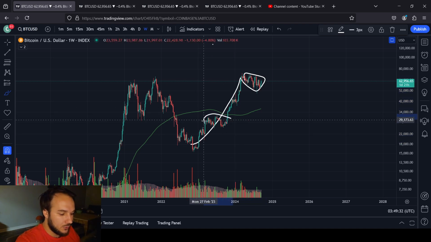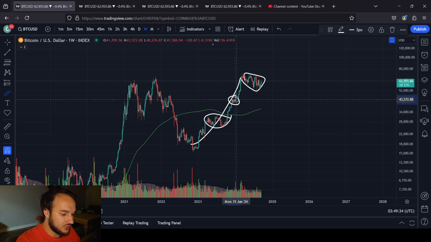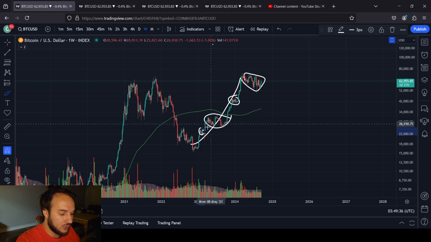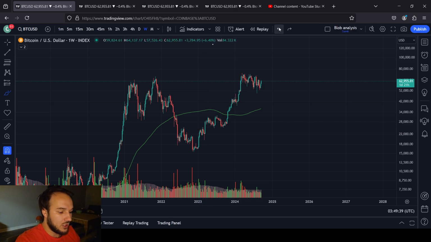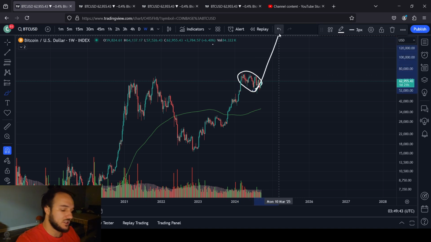And it wasn't a straight move up. I drew it like that, but we had consolidation here. We had consolidation here, right? Different phases along the way. It wasn't just a straight line up, but this is our primary focus right now, this kind of formation here. I can't help but think it's going to break out to the upside.